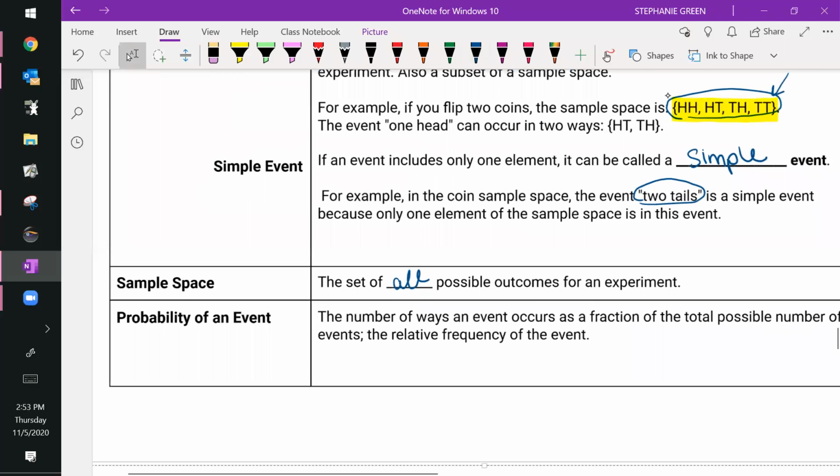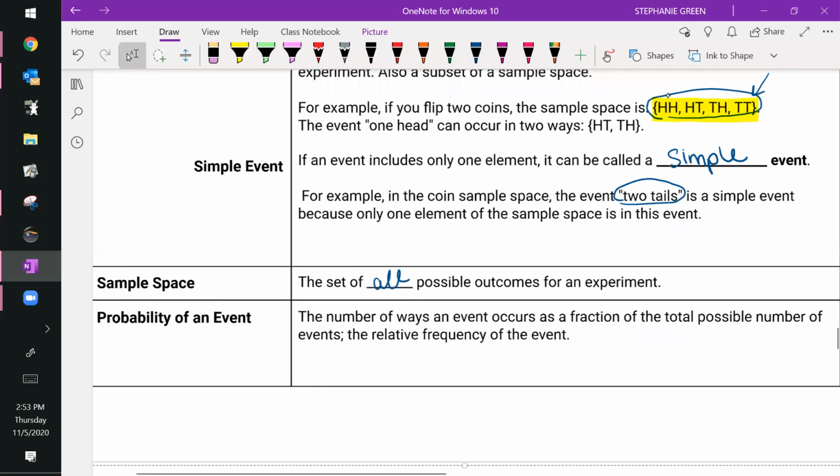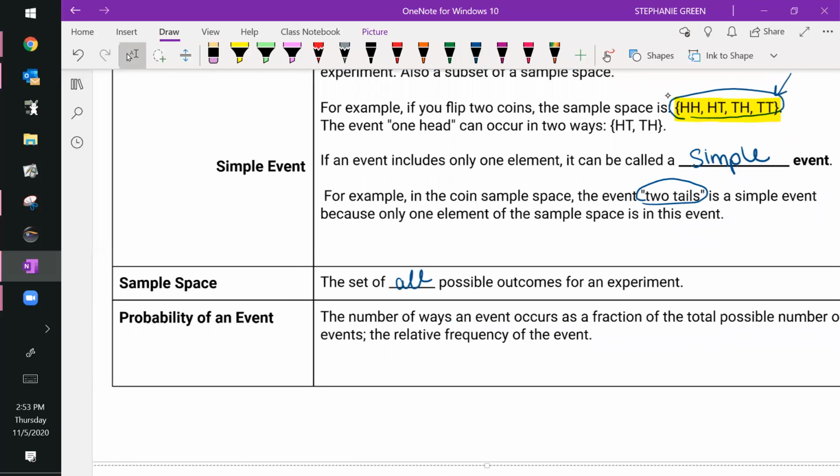The probability of an event is the number of ways an event occurs as a fraction of the total possible number of events. It's also known as the relative frequency of an event. We defined this one in the last section, so I'm not going to go over that again. We will see lots more examples of this though in the future.